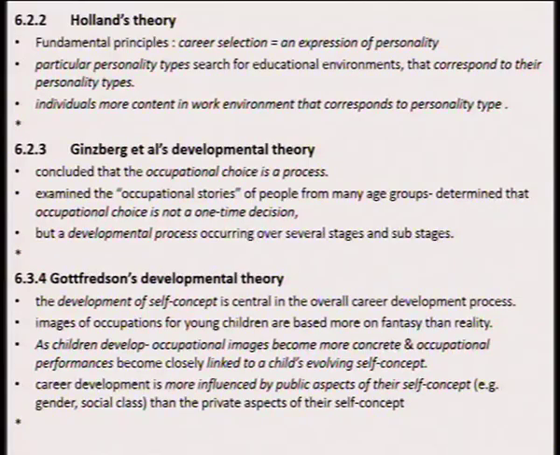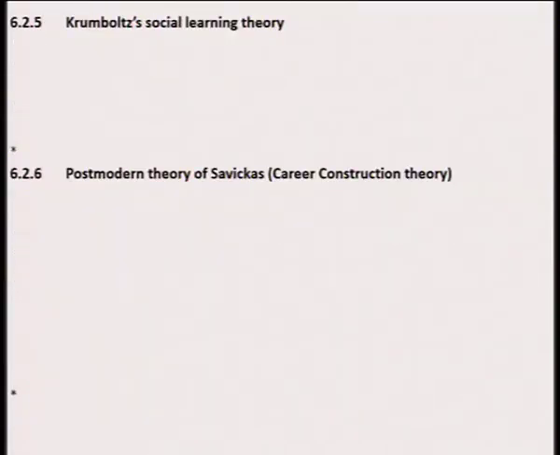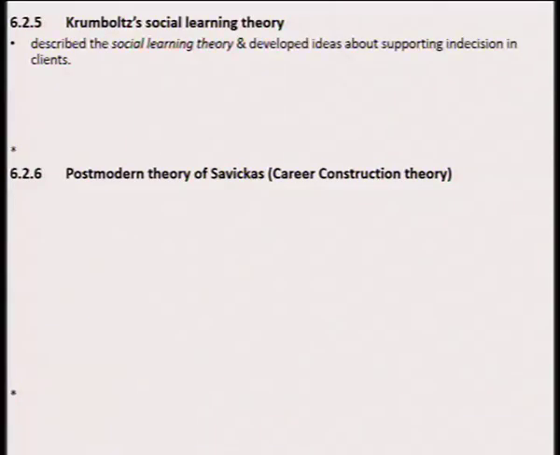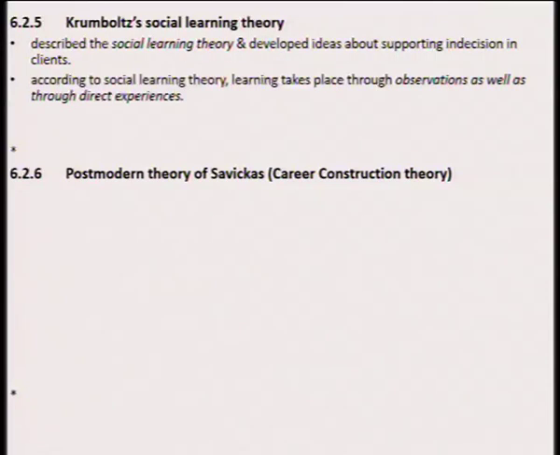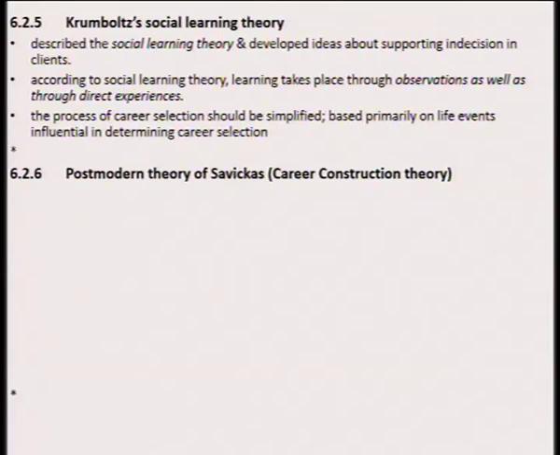He also maintained that career development was influenced more by public aspects of self-concept than the private aspects of the child's self-concept. The fifth theory is that of Krumboltz, and it's Krumboltz's social learning theory. Now, this is described as a social learning theory, and it developed ideas about supporting indecision in clients, for instance. According to the theory, learning takes place through observations as well as through direct experiences. Krumboltz maintained that the process of career selection should be simplified and based primarily on life events that were influential in determining the career selection.